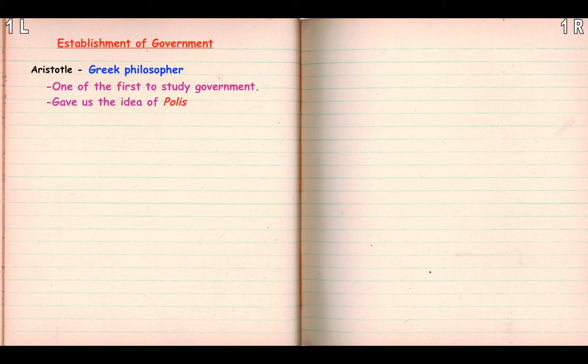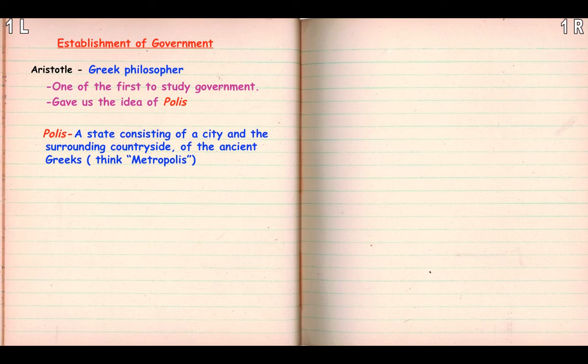Yeah, but he also gave us the idea of what's called polis. The idea that a state is consisting of a city and the surrounding countryside. Think of things like Metropolis, Indianapolis, Annapolis, all of those different things. All that means is that we have a central point, which was like the inner city or any sort of city, and then think of that as kind of like a bullseye. That's the centerpiece. Just outside of it, that first ring would be what's called the suburbs. That's where we are. Suburban, meaning underneath urban. And then that third ring on the outside would be the countryside.